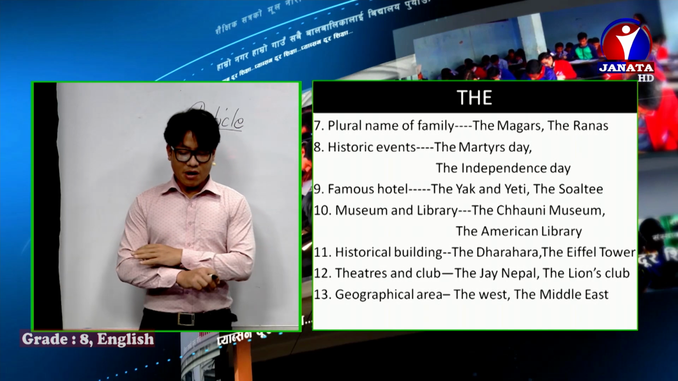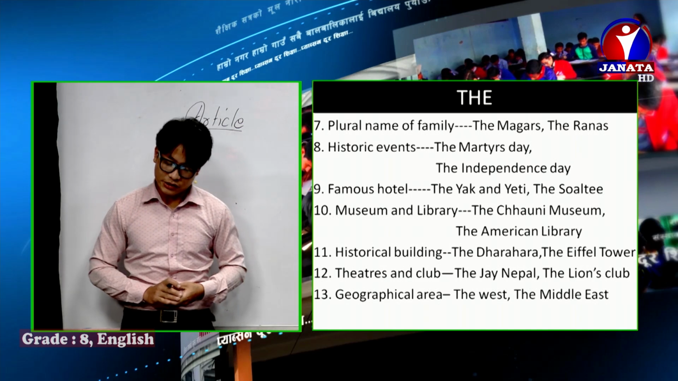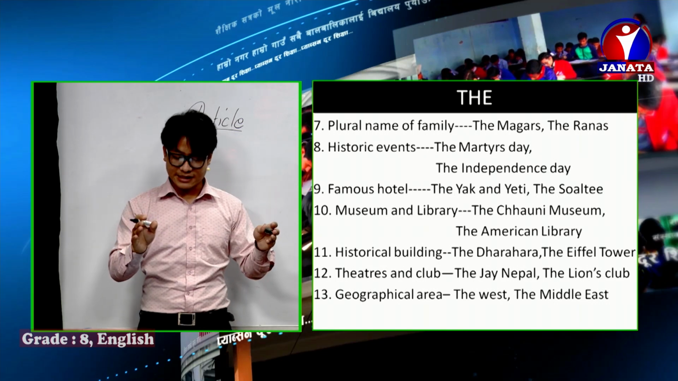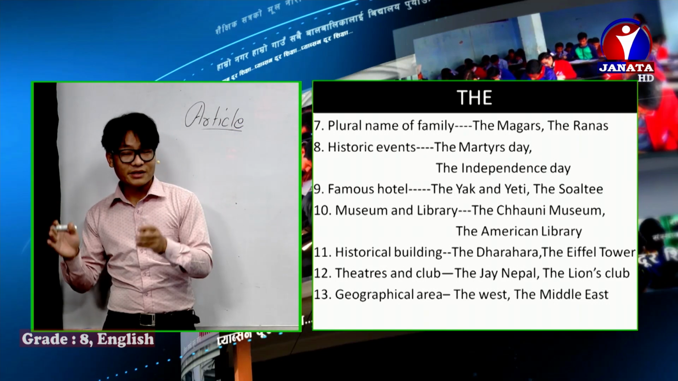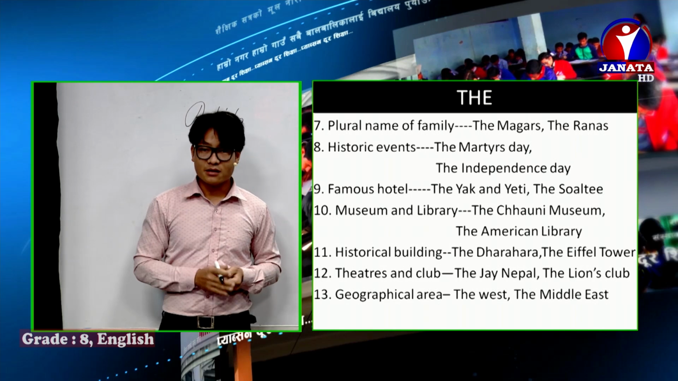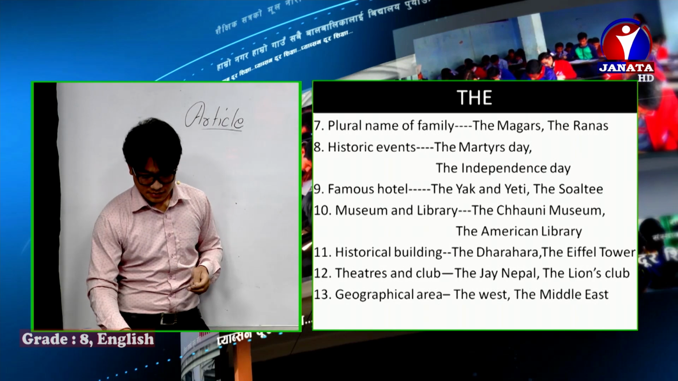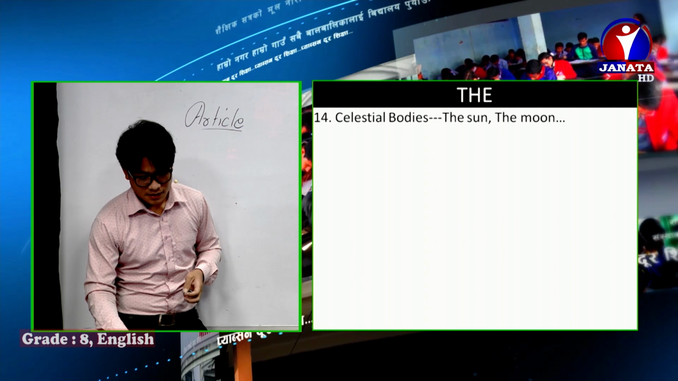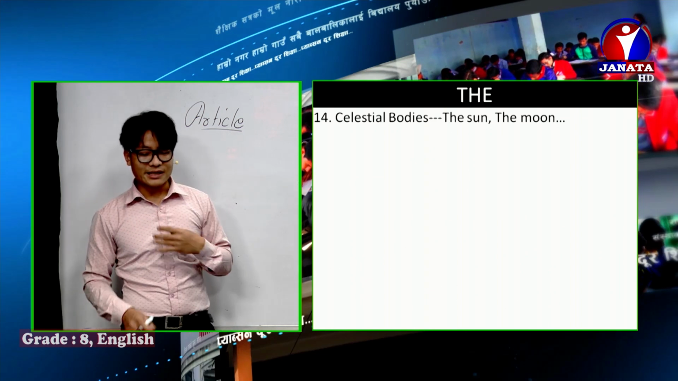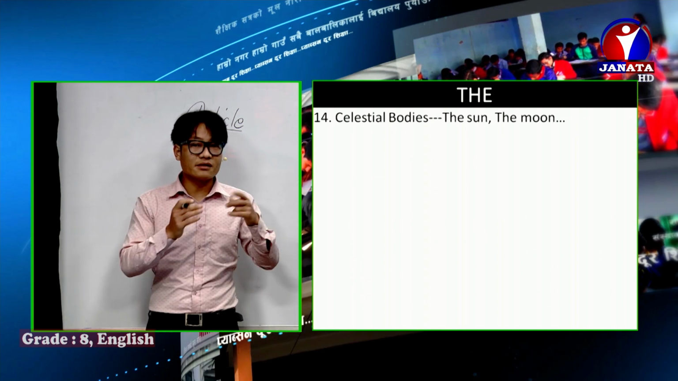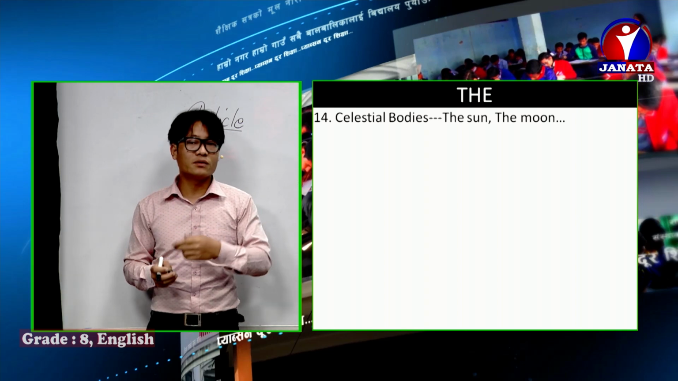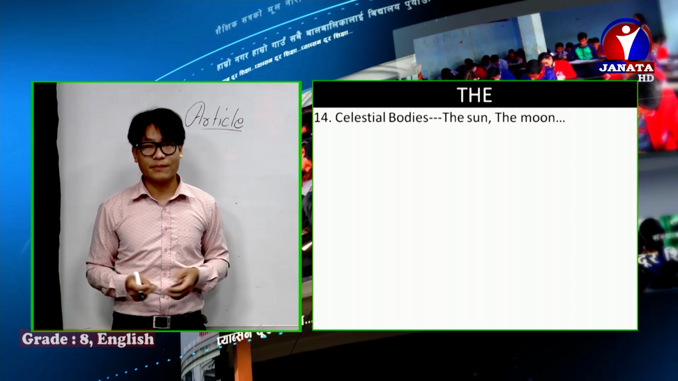Next is the geographical area. With the geographical area, we use the article: the West, the Middle East, and the South. Another is celestial bodies, like the sun, the moon. You know this very well, so I should not repeat it.